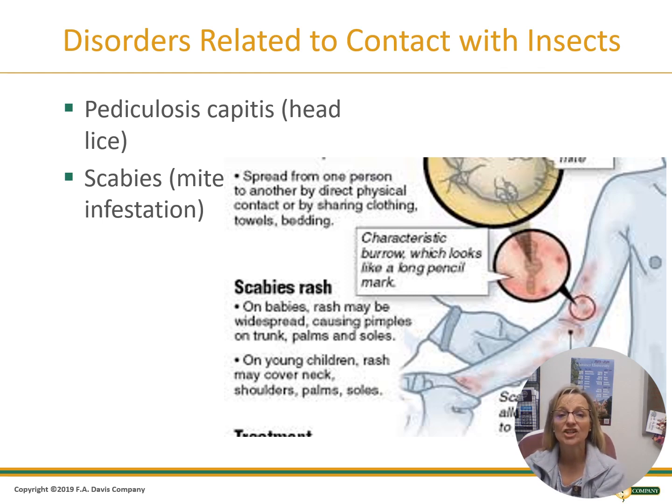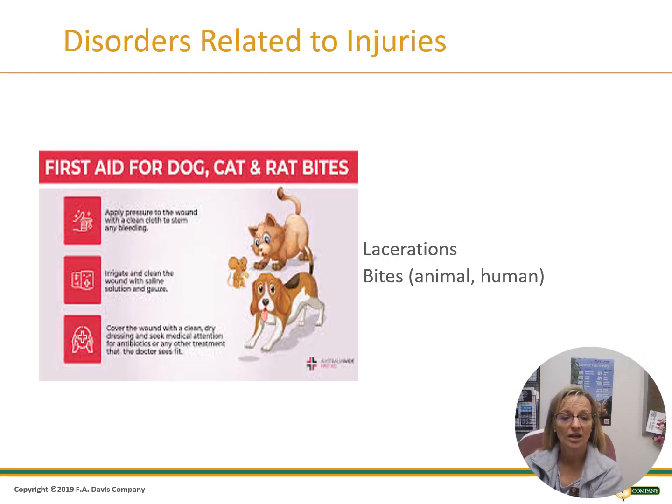You need to educate the caregiver to wash clothing and bedding in hot soapy water and dry on a hot cycle. They need to dry clean items that can't be washed. They need to vacuum the floor, the mattresses, and soft furniture.